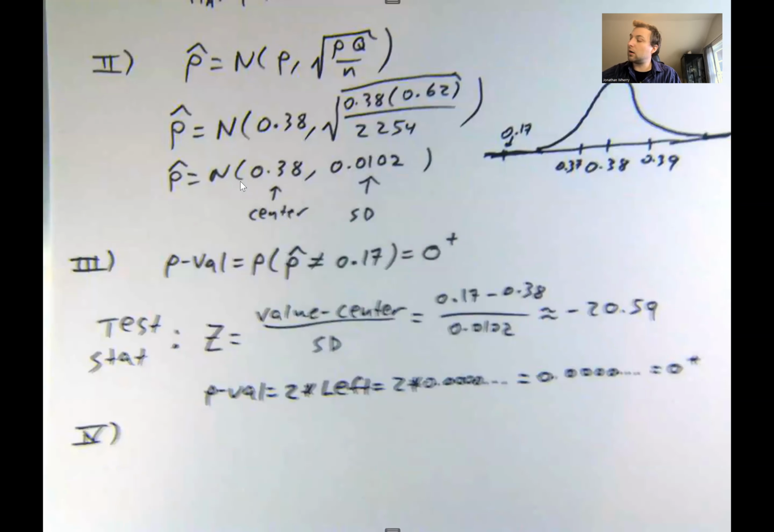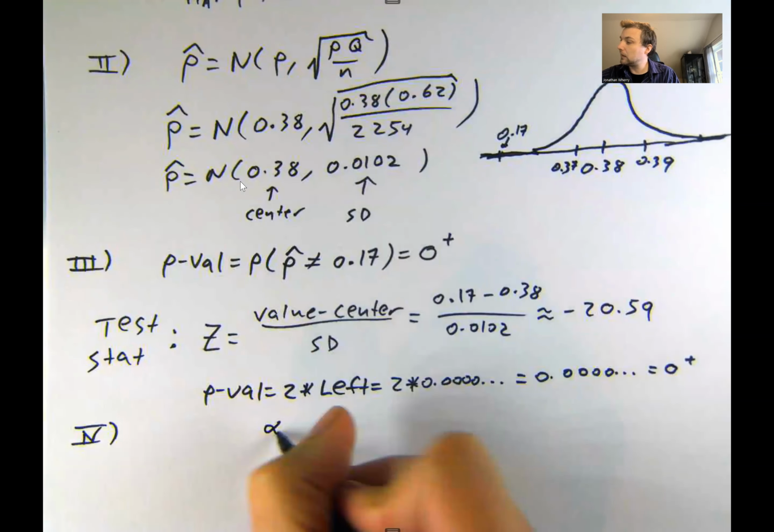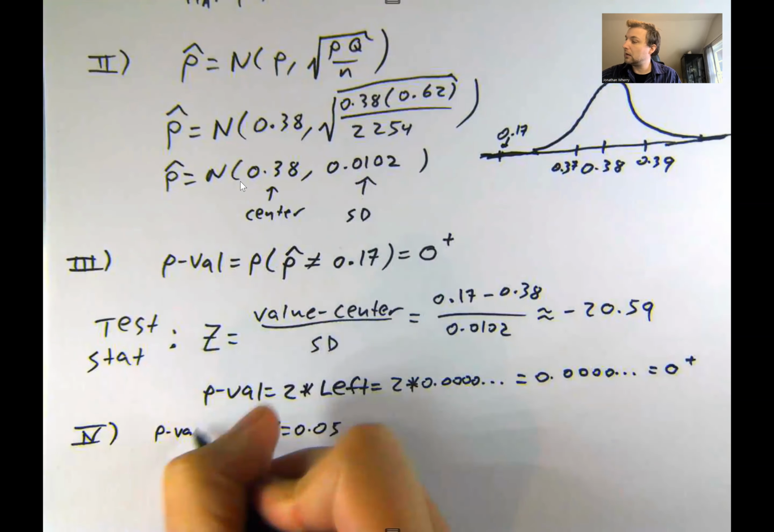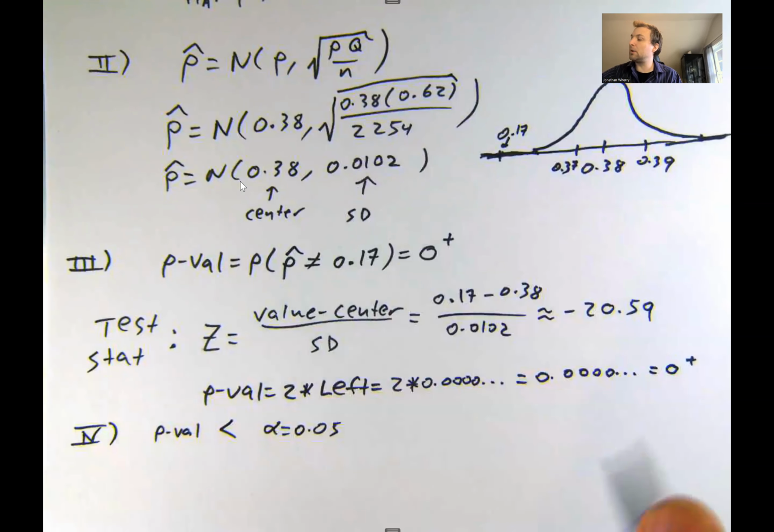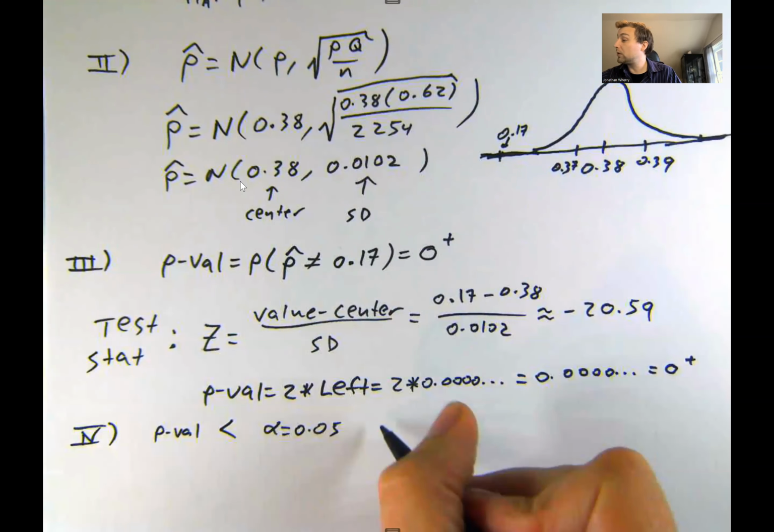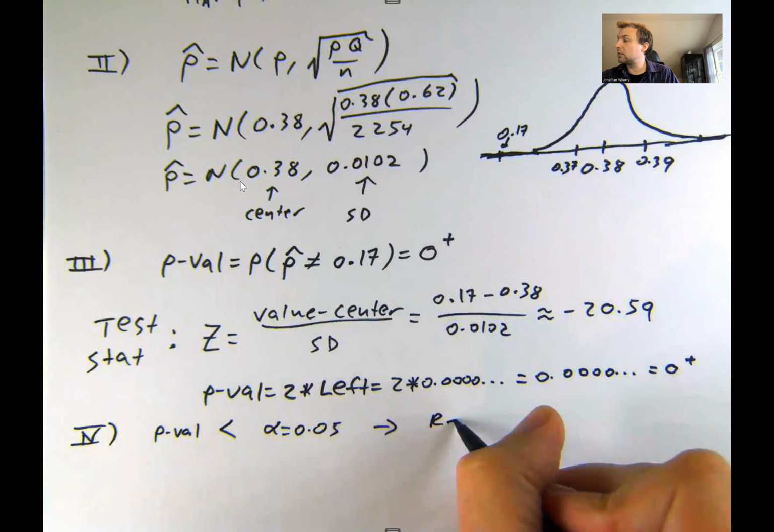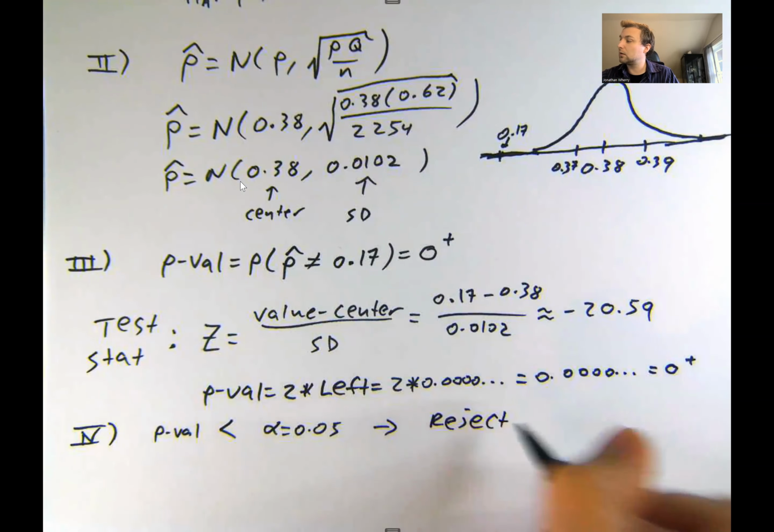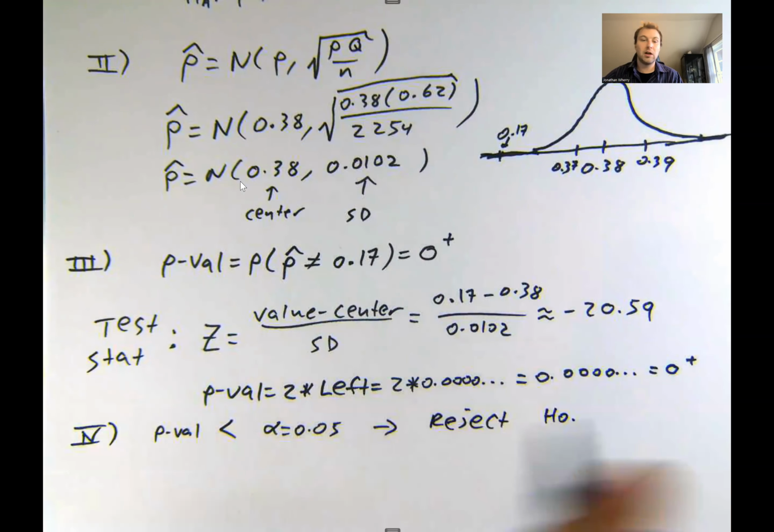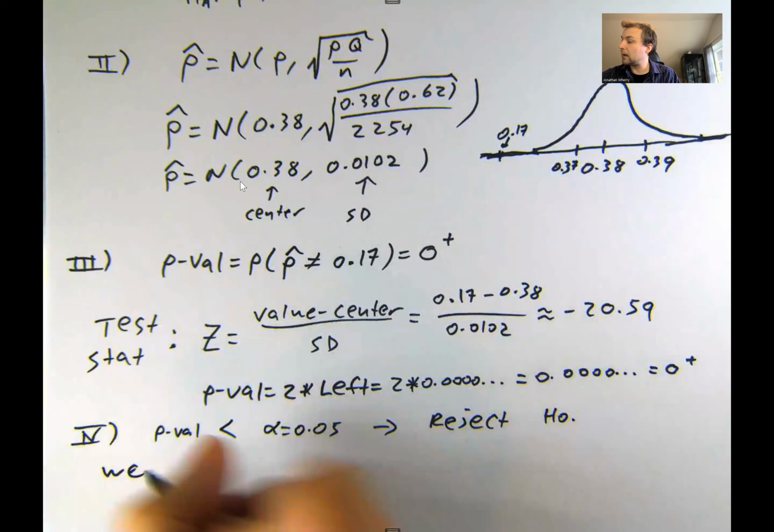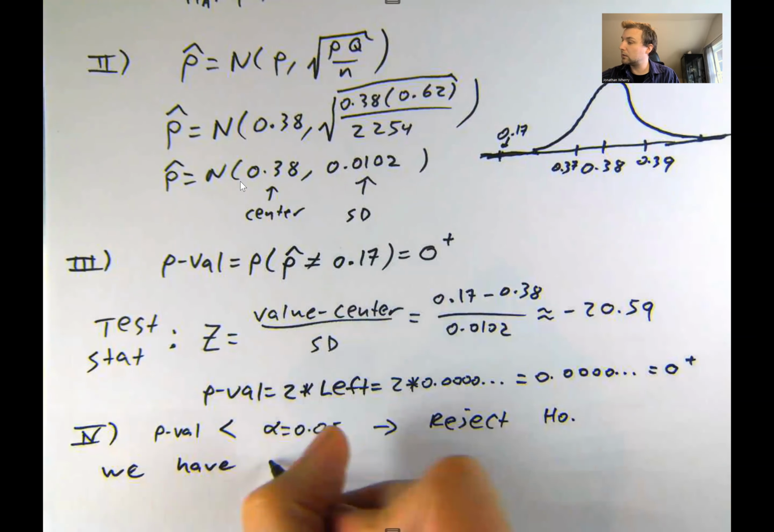While we can choose our alpha, it doesn't matter too much in this case. I'll just use 5%, because this p-value is so much smaller than pretty much any alpha level that you would pick, which means since our p-value is low, the null must go. We'll reject the null hypothesis. Rejecting the null hypothesis means you have evidence of the alternative. So we have evidence.